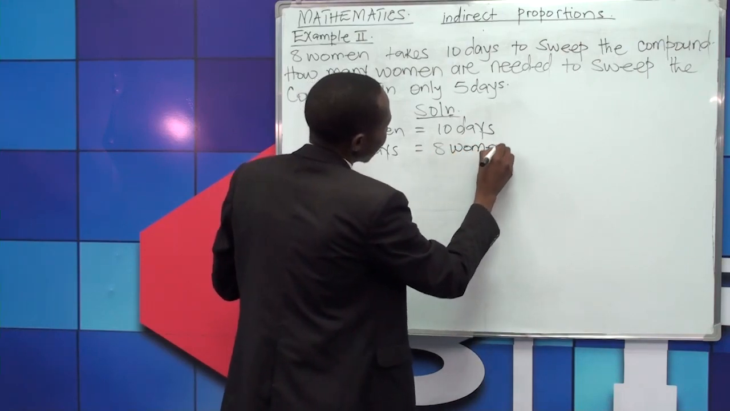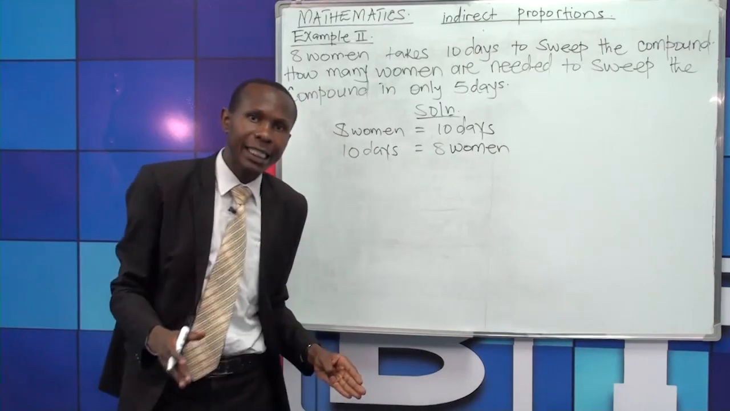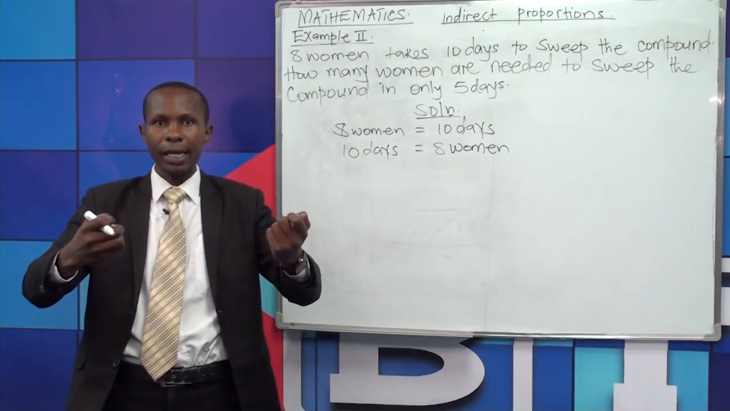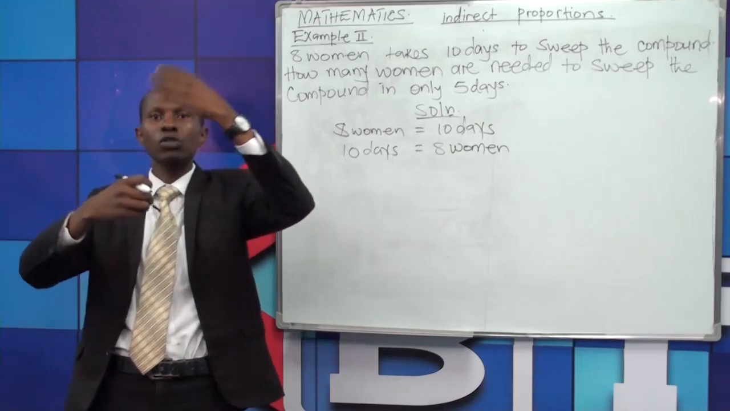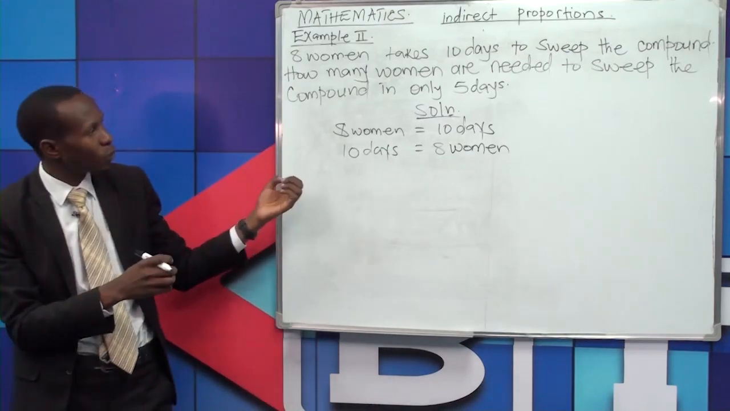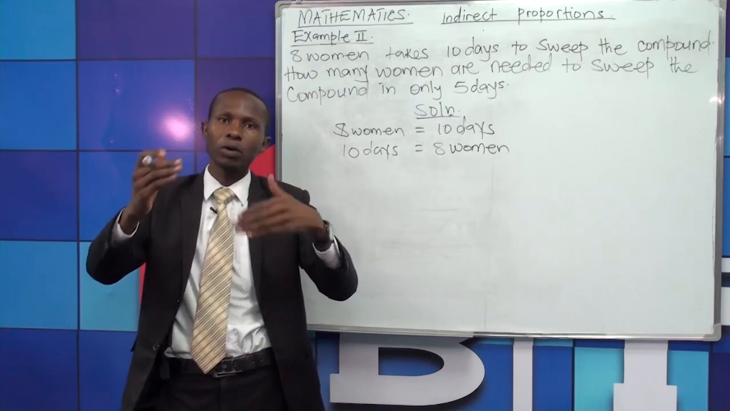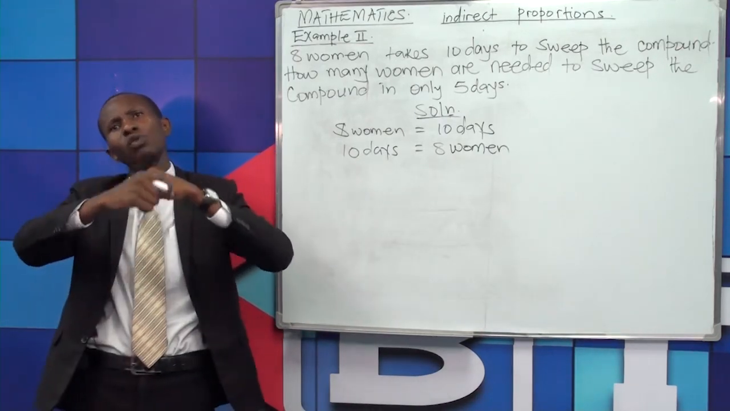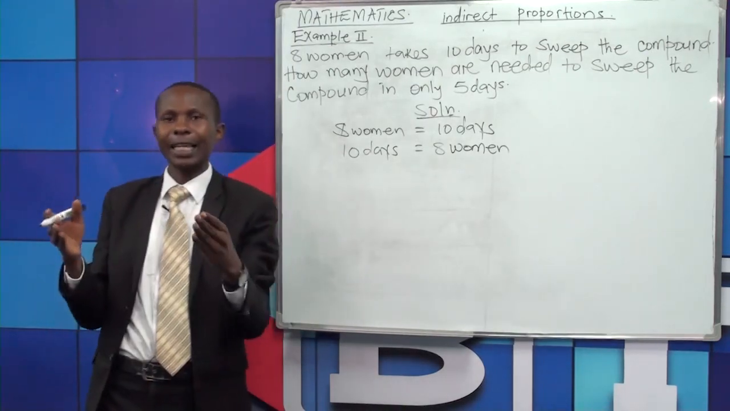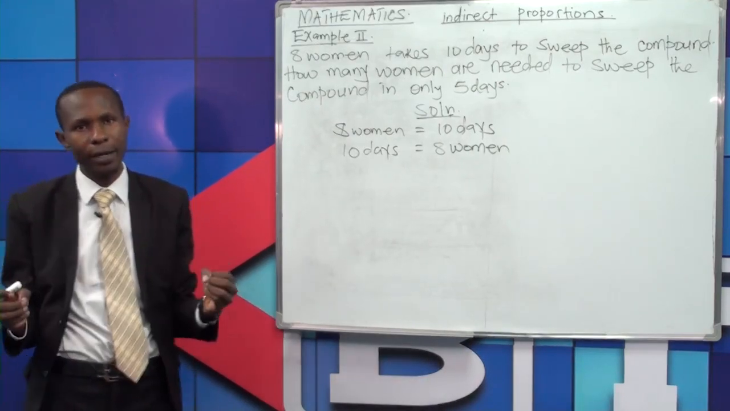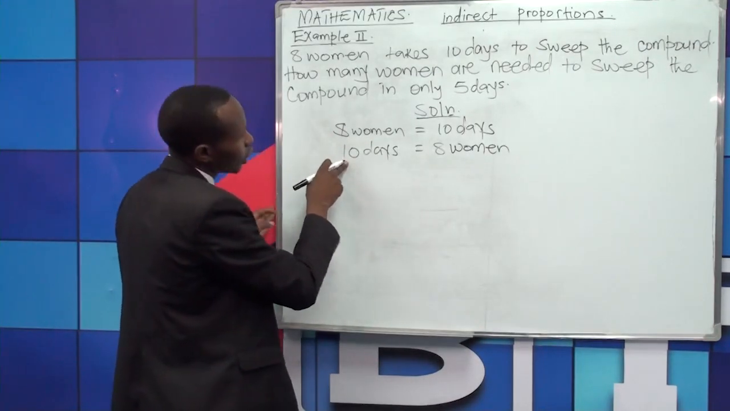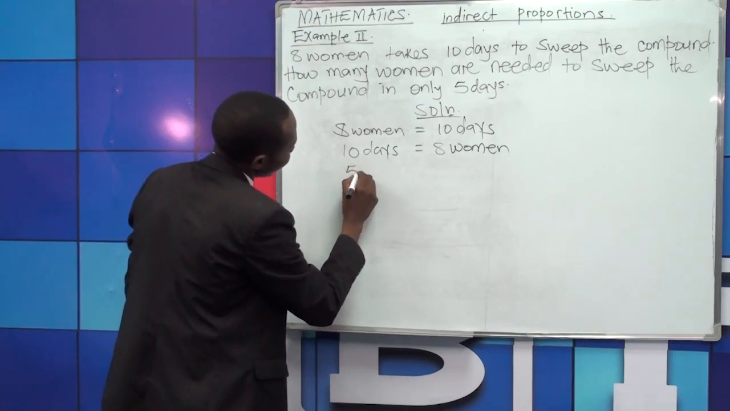So 8 women will complete sweeping your compound within 10 days. But now the situation comes in: you don't want your compound to take so long, up to 10 days. You want it to be reduced to some days. If you want your compound to be swept in only 5 days, then it means you'll have to add to the number of workers you have, such that they can complete the same work in the specific time you want. For example, since they want 5 days, I will say, if 10 days gives us 8 women, then what about 5 days?